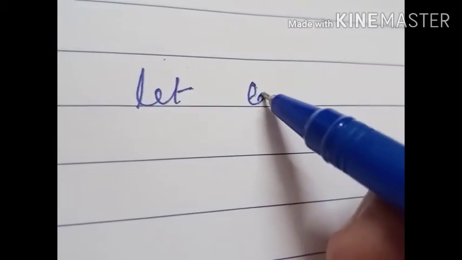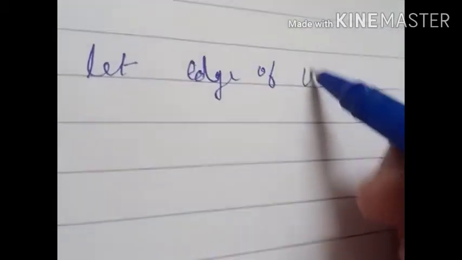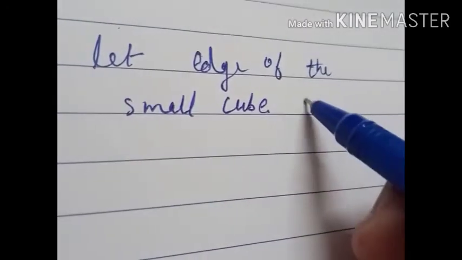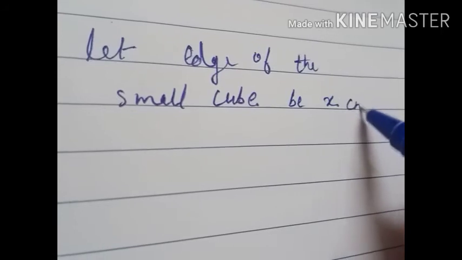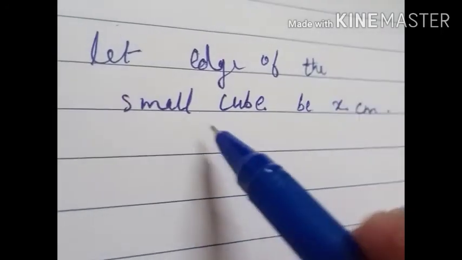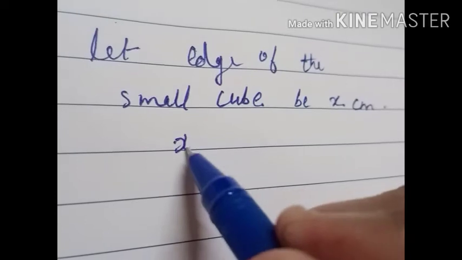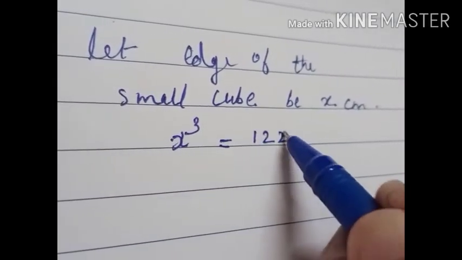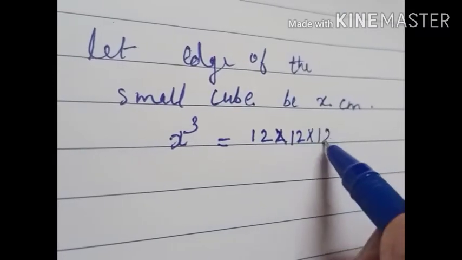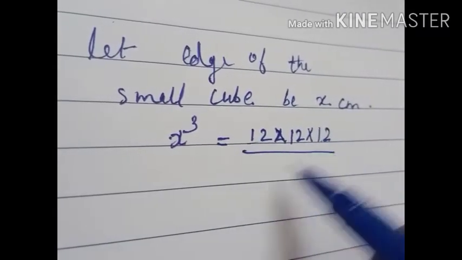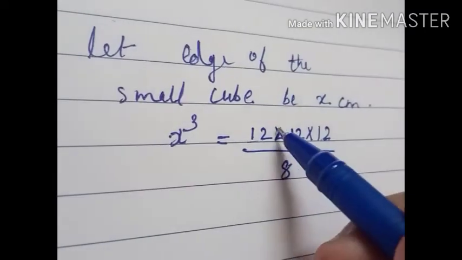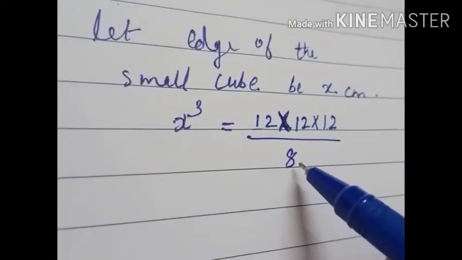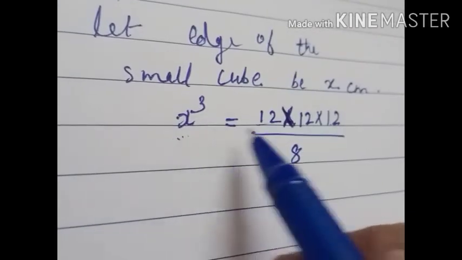So let's take the edge of the small cube to be x centimeter. Here the volume of a small cube is x cube. This is the same as 1 by 8 of the volume of the big cube. This is the volume of the big cube, divided by 8 because that big cube is cut into 8 small cubes with equal volumes. So this is the volume of a small cube.